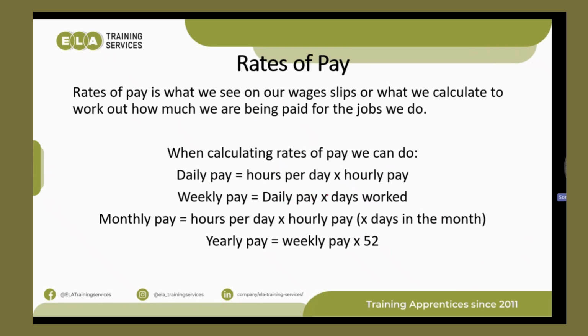Our daily pay multiplied by our days worked tells us how much we're on per week. And to calculate our monthly pay, we can do hours per day multiplied by our hourly pay and then multiplied by the days in the month. And then to calculate our yearly pay, we do our weekly pay multiplied by 52. And that's all the calculations that we can do to work out either a problem question about rates of pay or even calculating our own rates of pay.